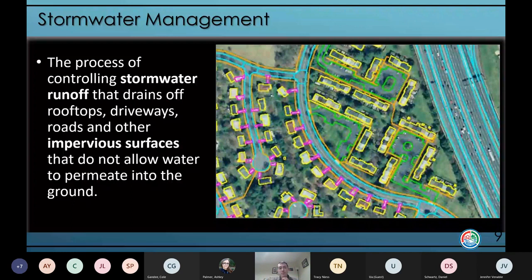So stormwater management is the process of controlling that stormwater runoff that comes from impervious surfaces that don't allow that water to permeate into the ground. So, the journey of stormwater.